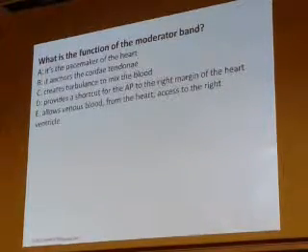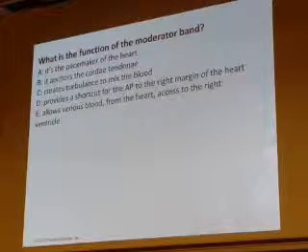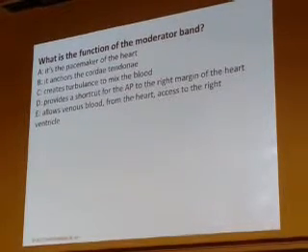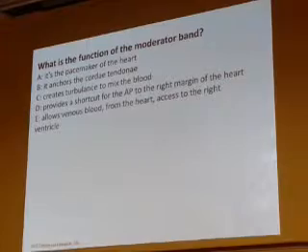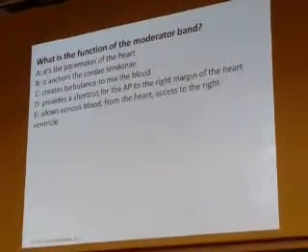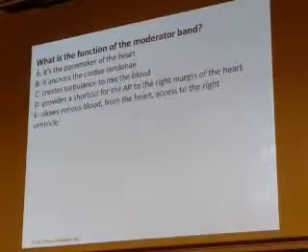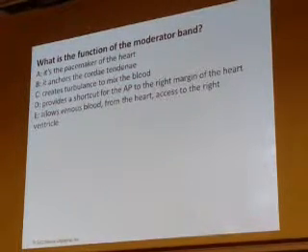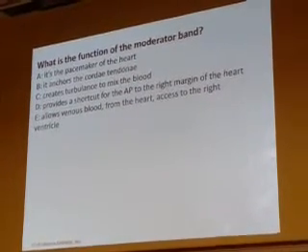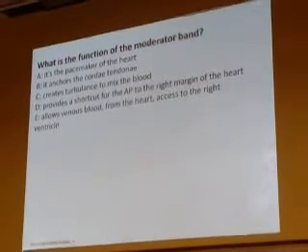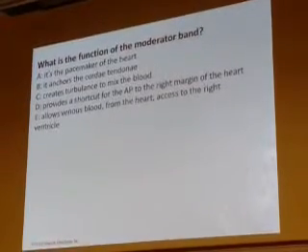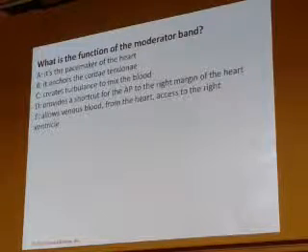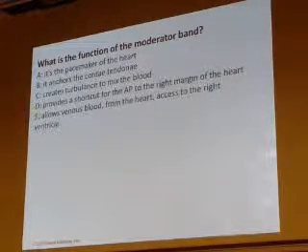Okay, question. What's the function of the moderator band? Pacemaker of the heart, anchors the chordae tendineae, creates turbulence to mix blood, provides a shortcut for the action potential from the right margin of the heart to the right margin of the heart, allows venous blood to access the right ventricle. Creates turbulence. Okay, provides a shortcut for action potential.